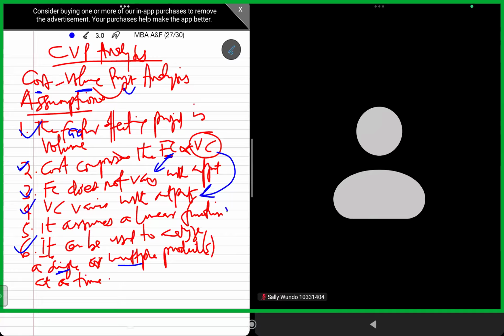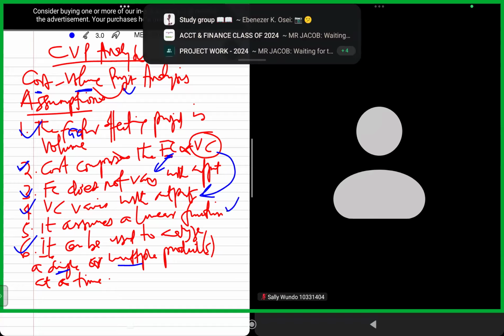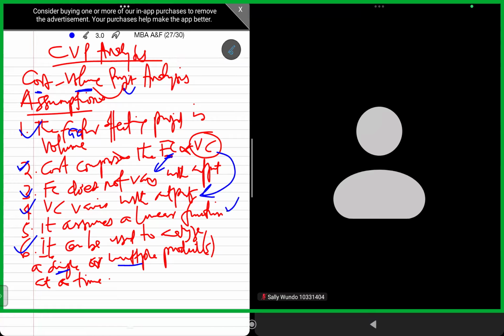It assumes a linear function, implying that it is used to sketch a line. That's basically what it wants to say, that it is used to sketch a line. That means it assumes a linear function. All right. So that is the CVP assumptions.